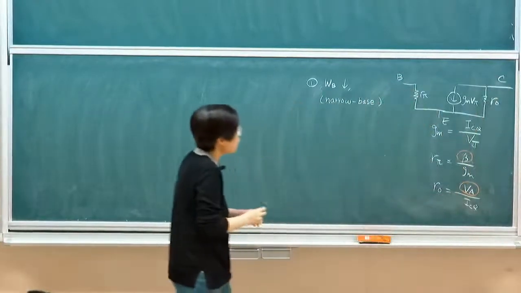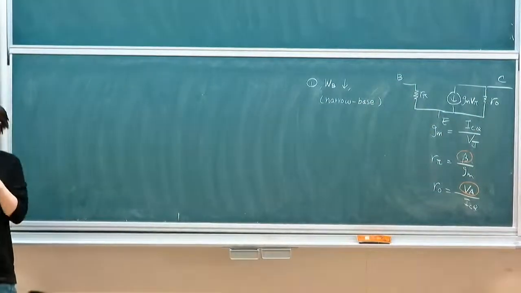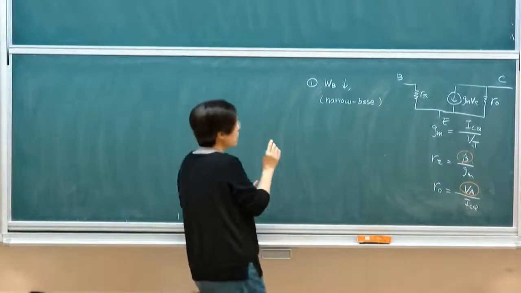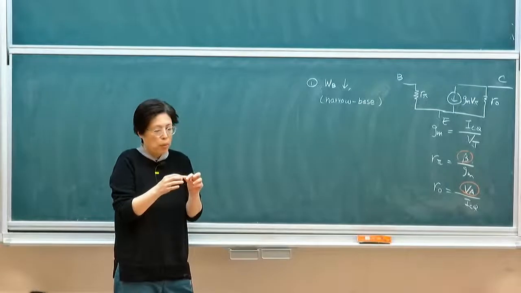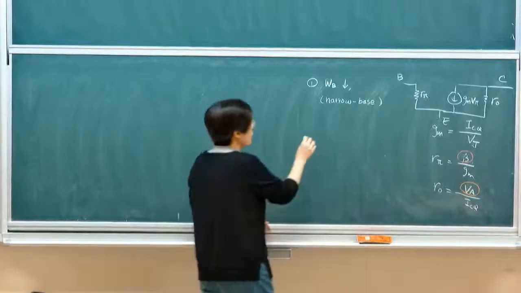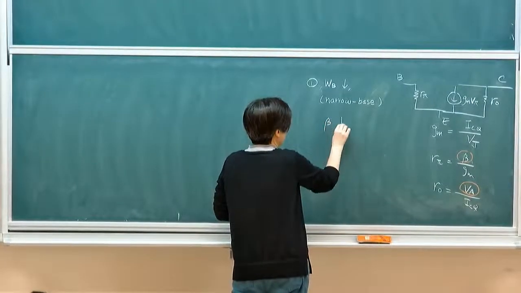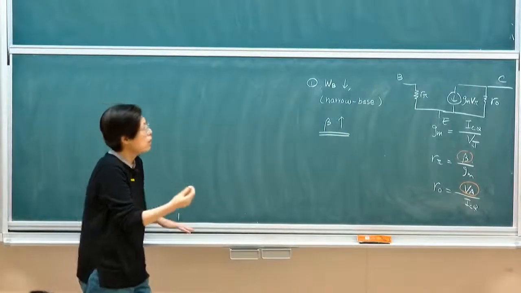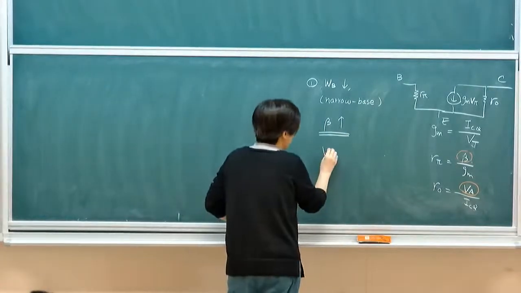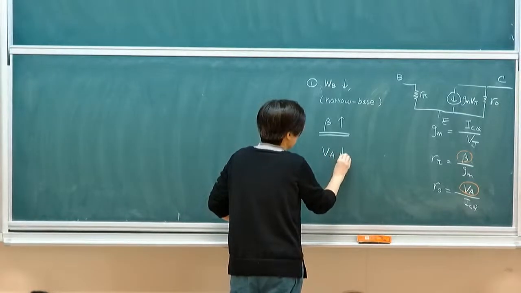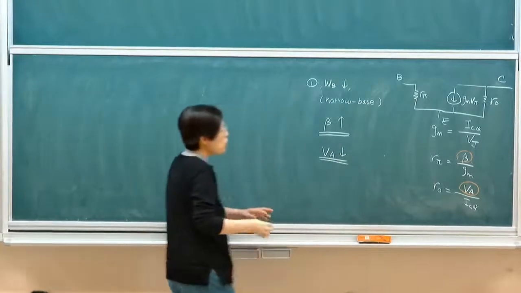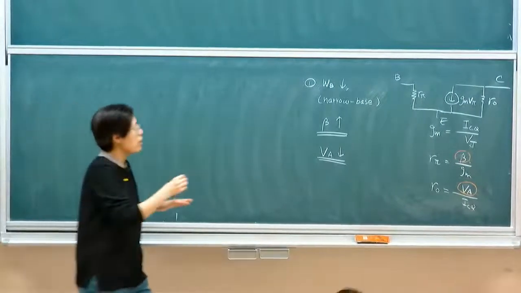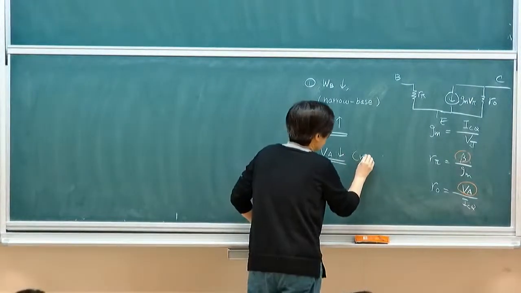So when you narrow down the base, a narrow base device gives us one of the key parameters we want, which is an increase of beta. This allows us to have a good current gain because you narrow down the base. But the side effect is that your VA will also decrease, because it will make the slope, the early effect, more significant, more prominent.